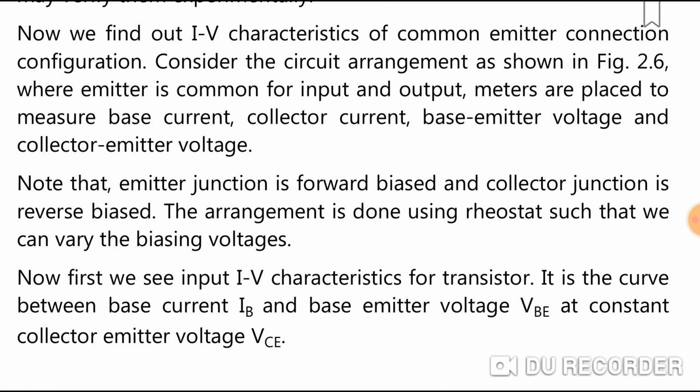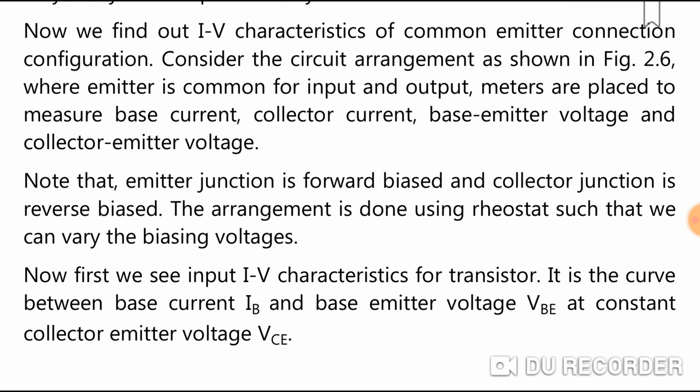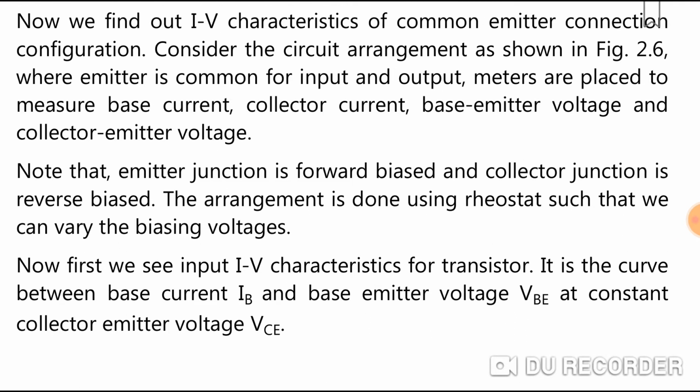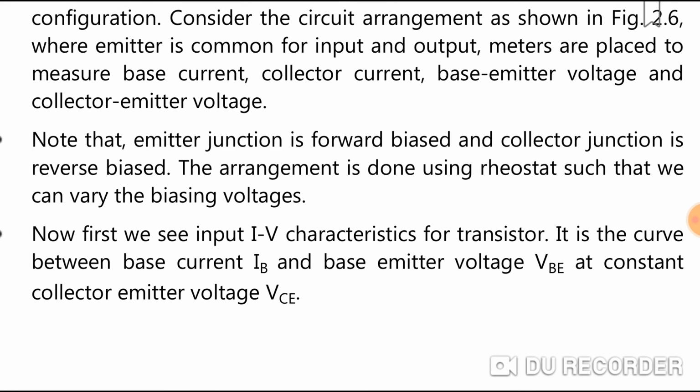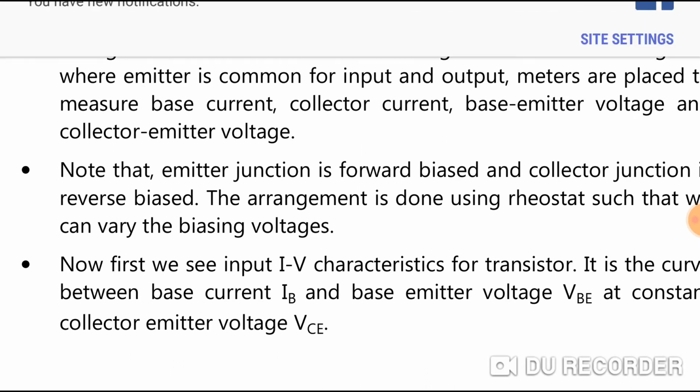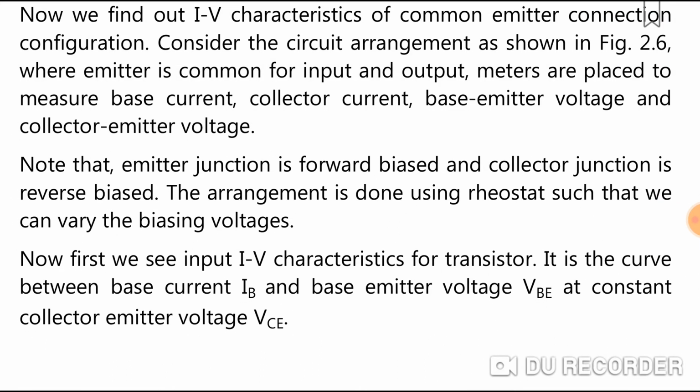Now we find out IV characteristic of common emitter configuration. Consider the circuit arrangement as shown in figure where emitter is common for input and output. Meters are placed to measure base current, collector current, base emitter voltage and collector emitter voltage. Note that emitter junction is forward biased and collector junction is reverse biased. The arrangement is done using rheostat such that we can vary the biasing voltages.